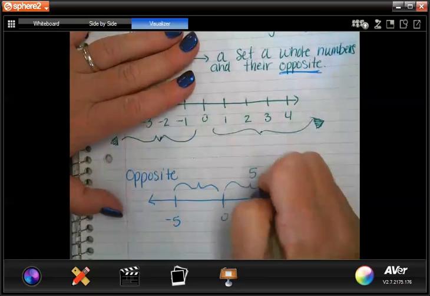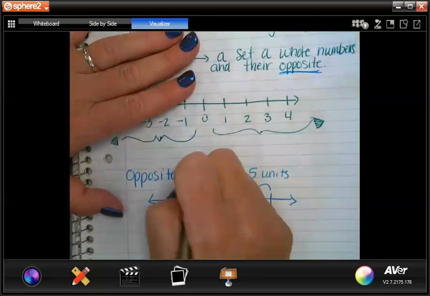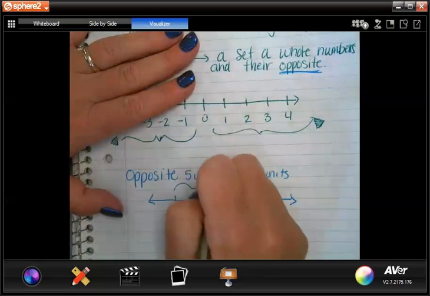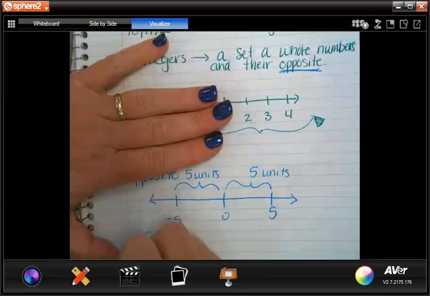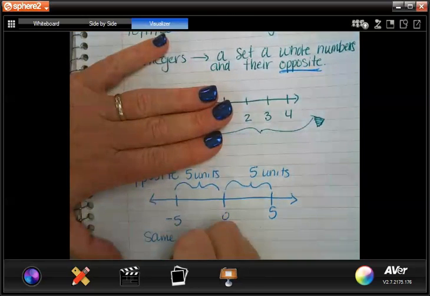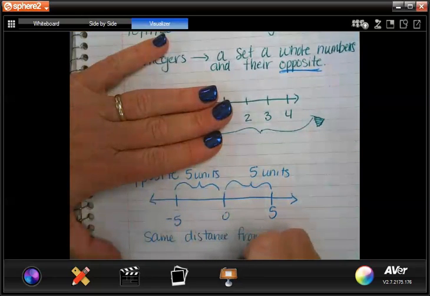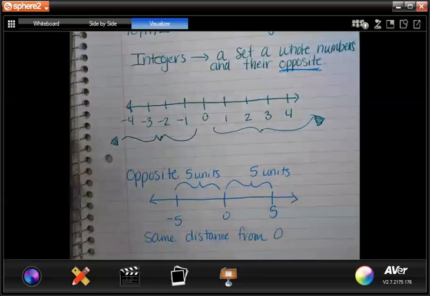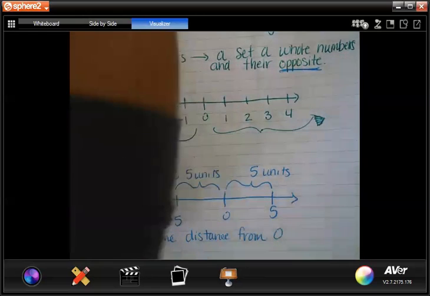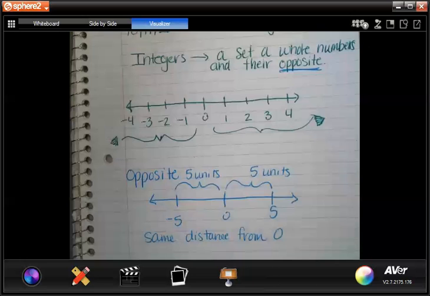So this is 5 units from 0. And this is 5 units from 0. Okay, so opposites are the same distance from 0. And maybe we talked about this when we were going over our properties. Maybe that's where we've talked about this before. So opposites are the same distance from 0, no matter what.